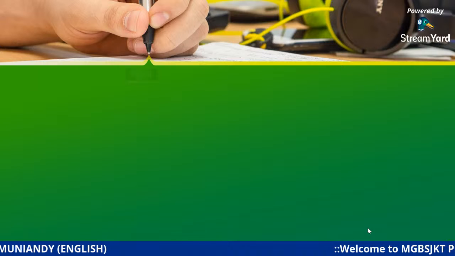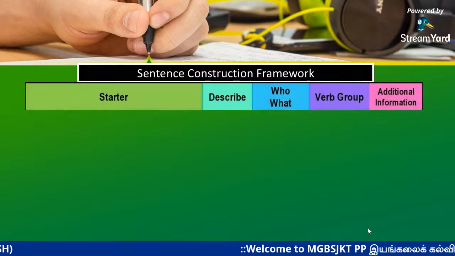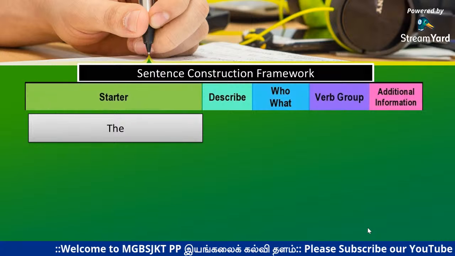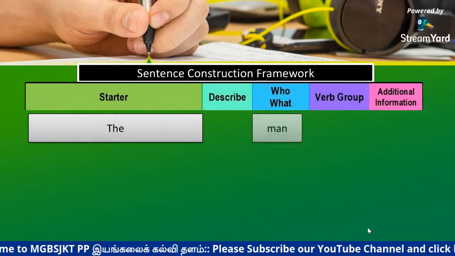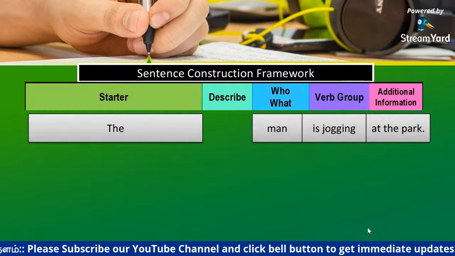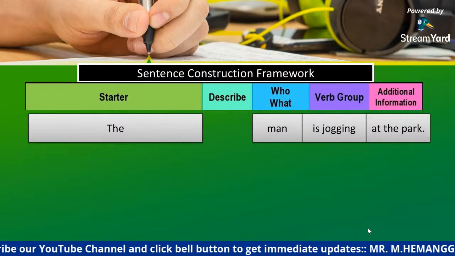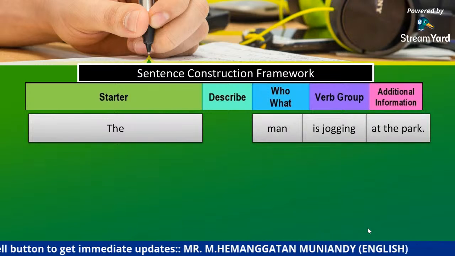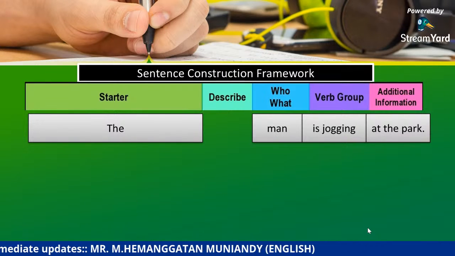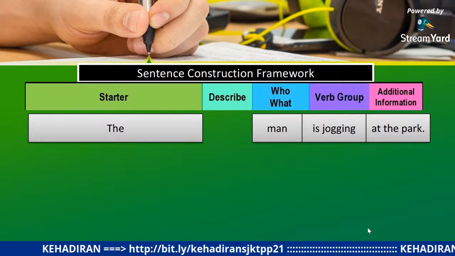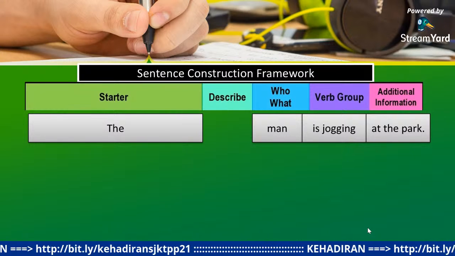So why don't we give it a try? This is how you use it. Example, the man is jogging at the park. Can you see that? The starter is the article. Who, I put man, I'm talking about a man. What is he doing? He's jogging. And where is he jogging? At the park. This sentence will still make sense without the additional information. The man is jogging.